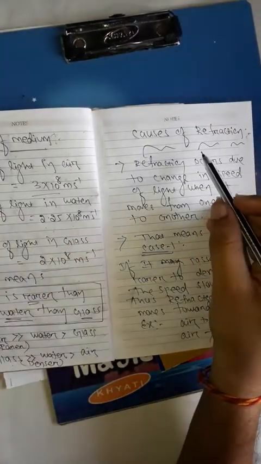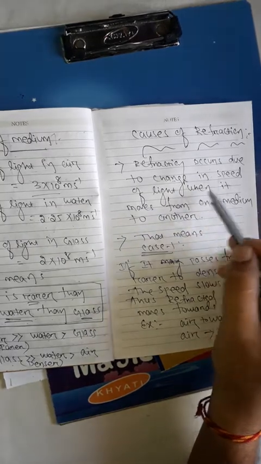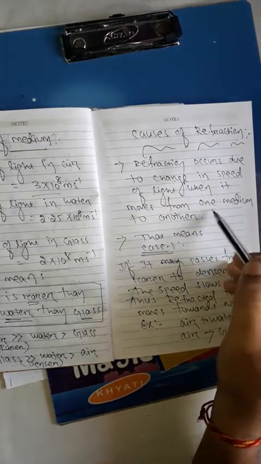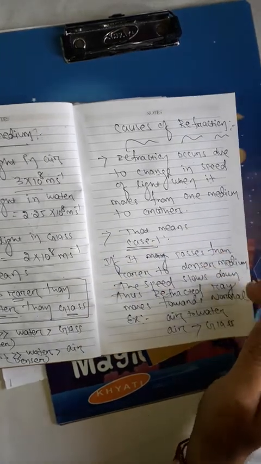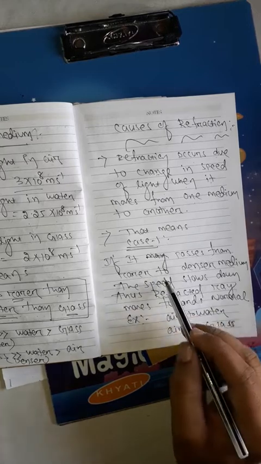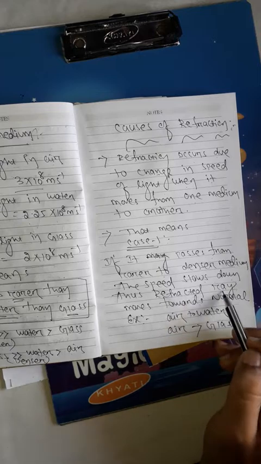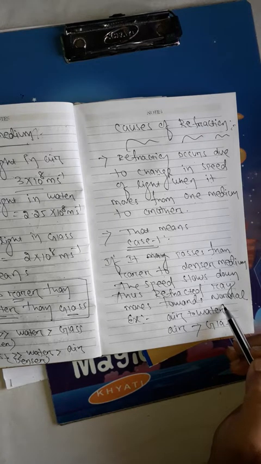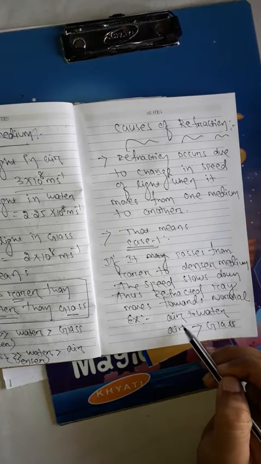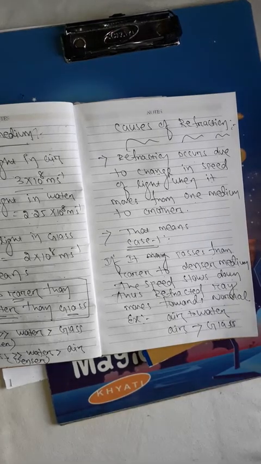Now, causes of refraction. Refraction occurs due to the change in speed of light when it moves from one medium to another medium. In case 1, if light passes from a rarer to a denser medium, the speed of light slows down. Thus the refracted ray moves towards the normal, because the speed decreases. Examples: air to water, air to glass, and water to glass.